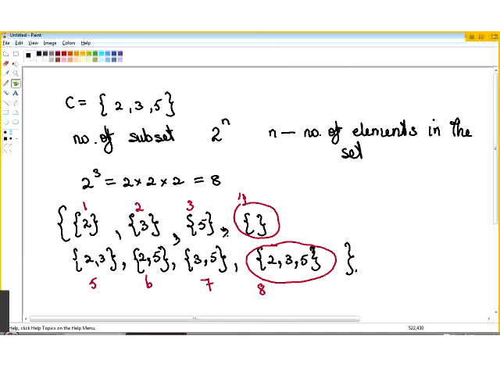Okay, alright, just a quick question. If set C had 5 elements, how many subsets could be formed? Think about it. If it has 5 elements, the number of subsets that can be formed will be 2 to the power 5.